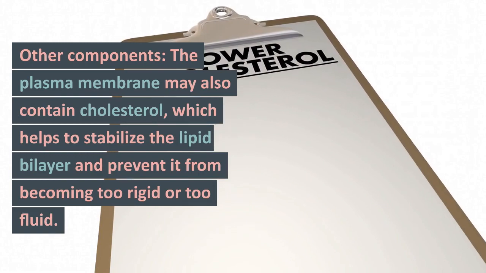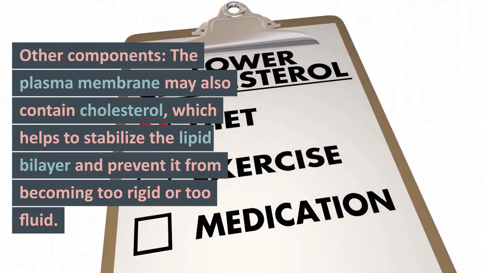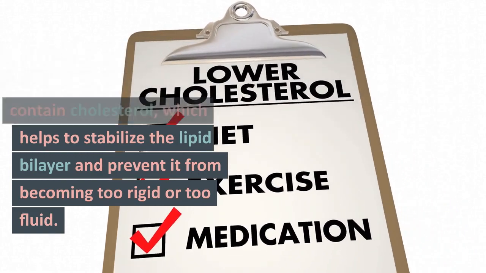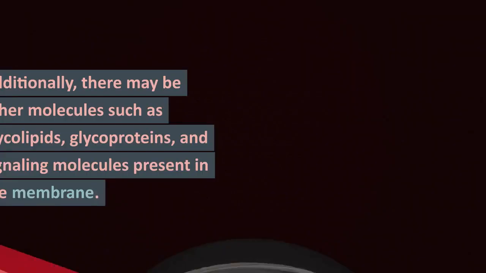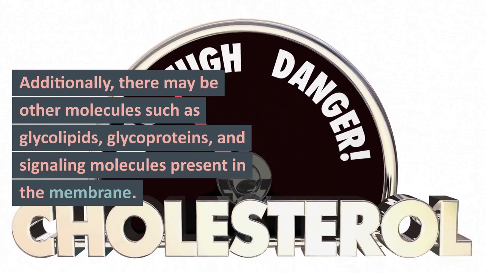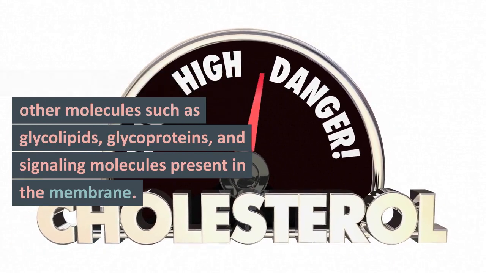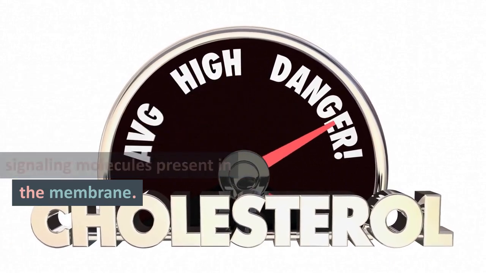Other components. The plasma membrane may also contain cholesterol, which helps to stabilize the lipid bilayer and prevent it from becoming too rigid or too fluid. Additionally, there may be other molecules such as glycolipids, glycoproteins, and signaling molecules present in the membrane.